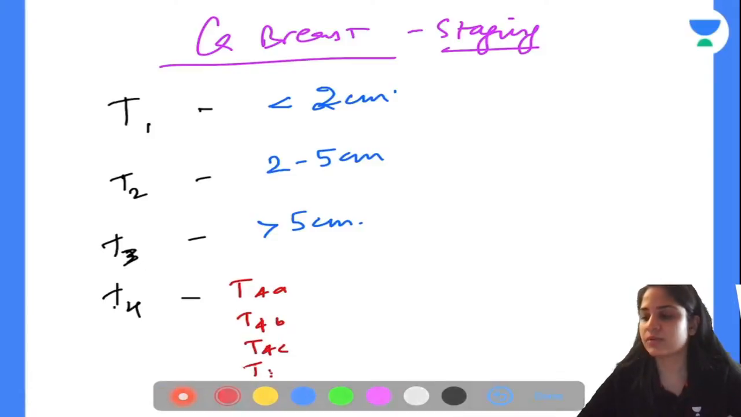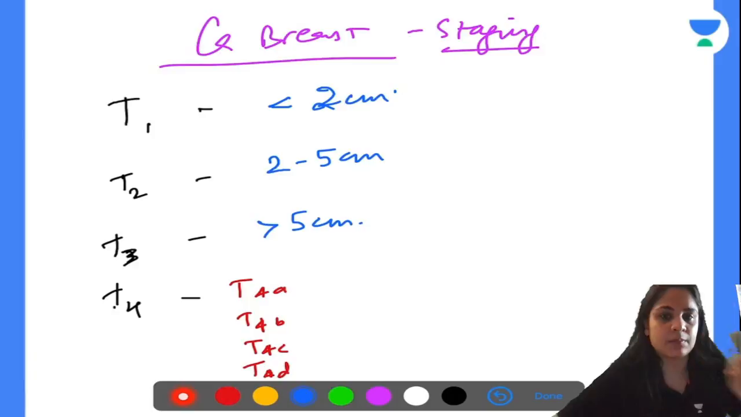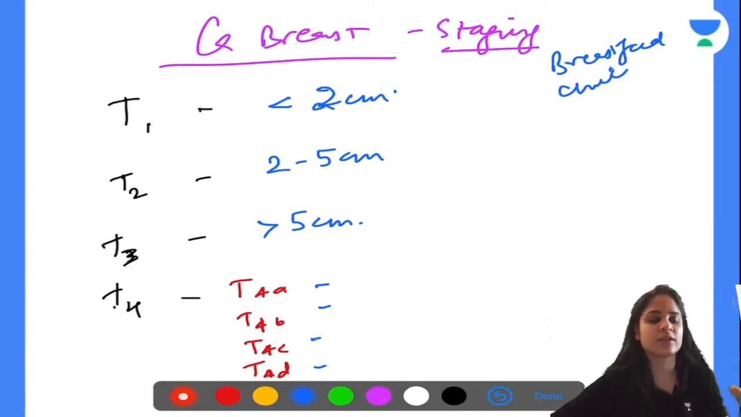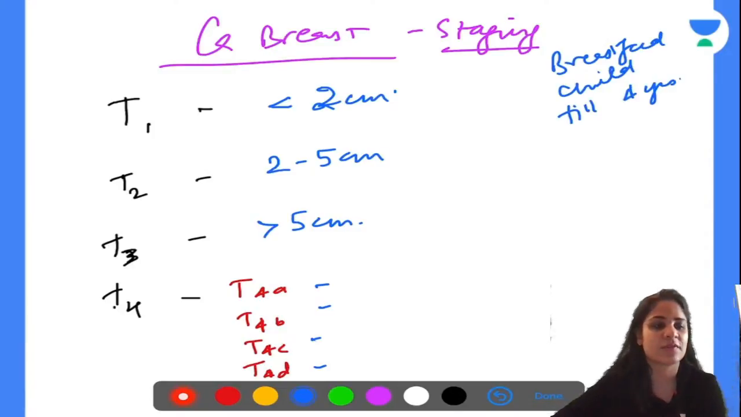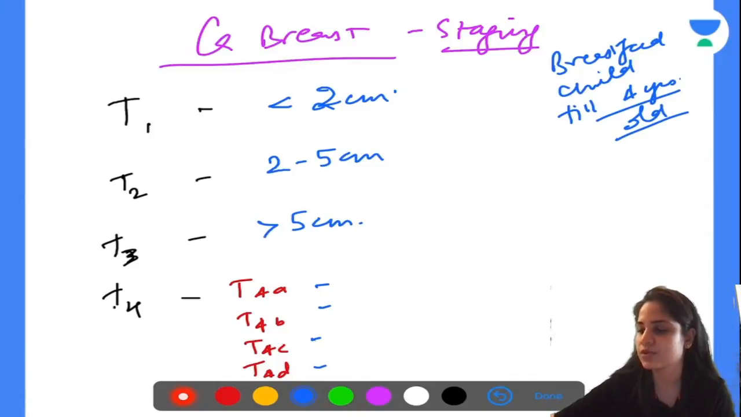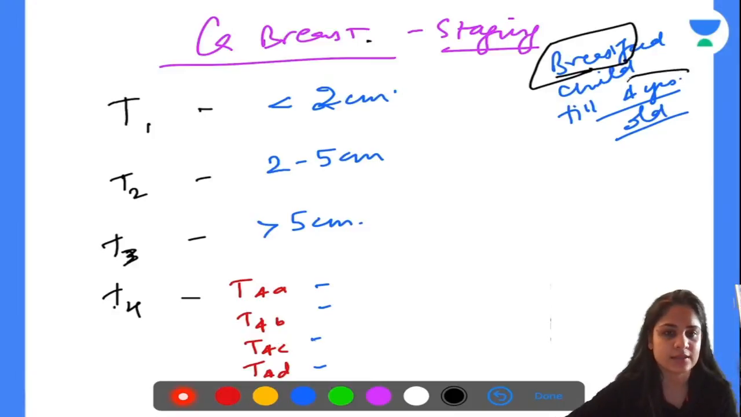I will tell you the mnemonic now. Okay, so just remember that you breastfeed a child till he is 4 years old. That's the only thing I want you guys to remember. And now I know you all will say, ma'am, breastfeeding is only till 6 months of age. But only for the purpose of remembering CA breast TNM staging, just remember you breastfeed a child till he is 4 years of age. Okay. So breastfeed se yaad rakhna hai, CA breast ka staging hai. Till 4 years of age you feed the child. So T1, T2, T3 and T4. Okay. That is the first thing.